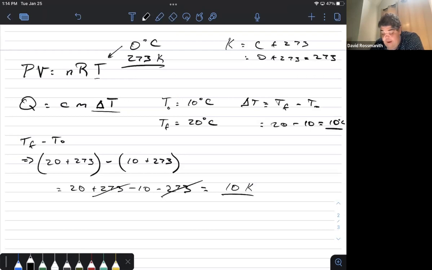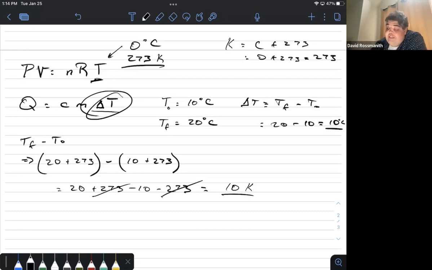Thus, if I'm given an equation that wants change in temperature, then I can either convert to Kelvin if I want to, which is actually what you're supposed to do, or leave it in Celsius because the answer will be the same answer anyway. However, as I said, that only works if the equation has delta T. If it's just T, just a pure temperature, then you do have to convert.